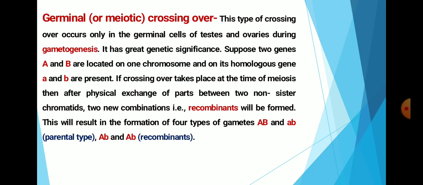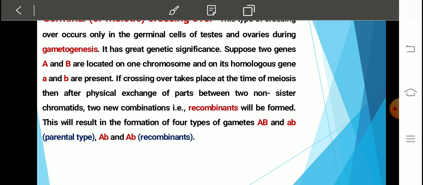And the second one is germinal or meiotic crossing over. This type of crossing over occurs only in germinal cells, or we can say sex cells, like testes and ovary during gametogenesis. It has great genetic significance because here, when the exchange takes place, new combinations, that is recombinants, will be formed.